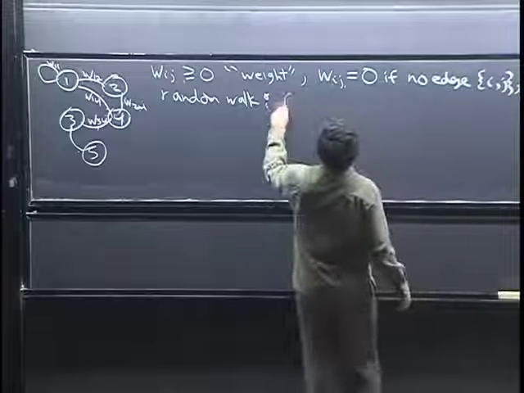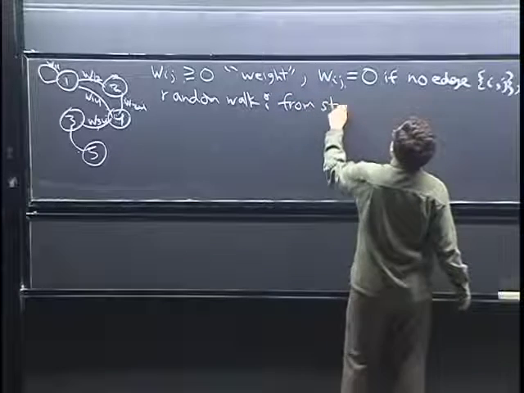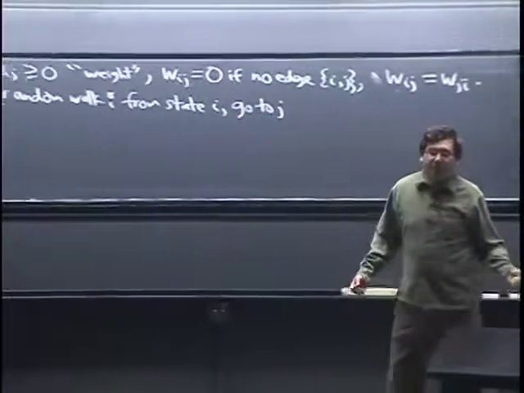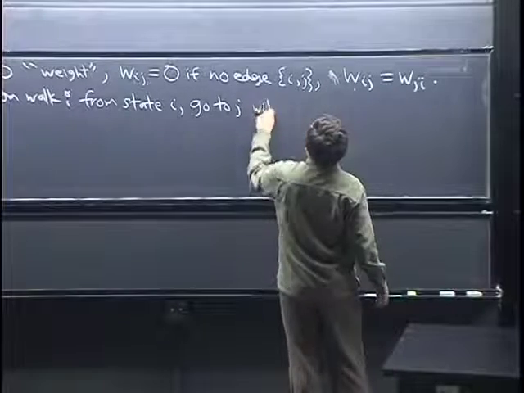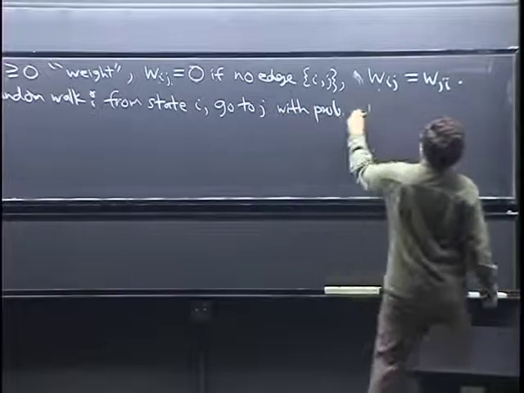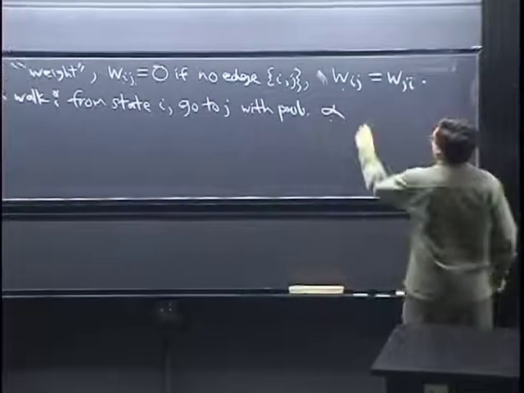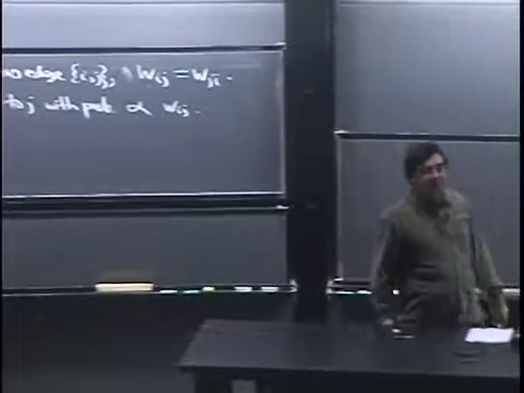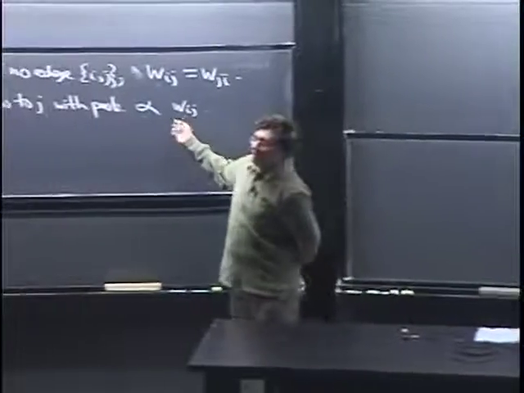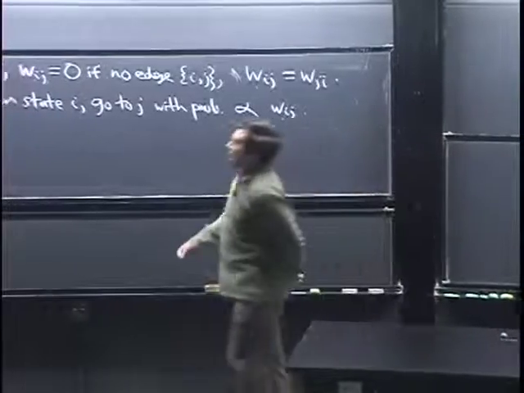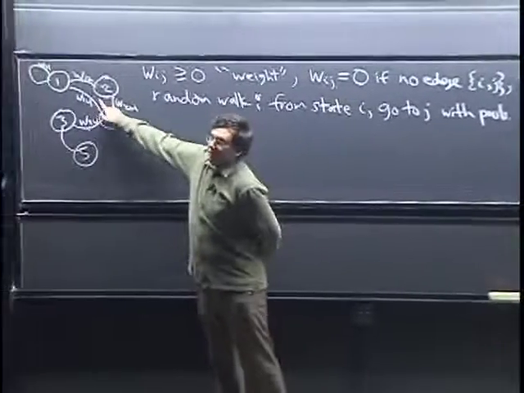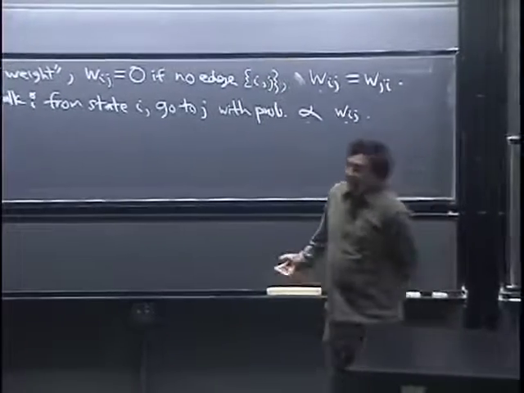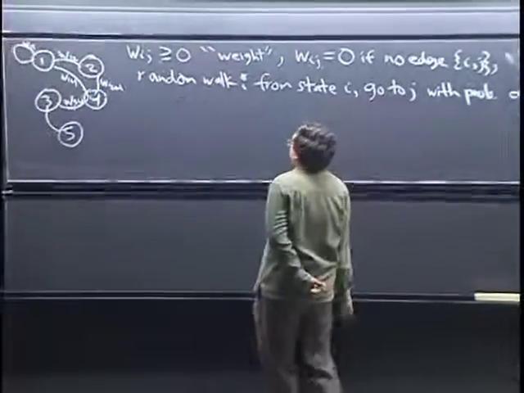So from state i, go to j with probability proportional to Wij. That's the proportionality symbol, proportional to Wij. Okay? So if Wij is 0, then obviously we don't go there. So we look at all the available choices and choose with probabilities proportional to the weights we see. Okay, so that's a generalization of the problem, and let's solve this in an analogous way.